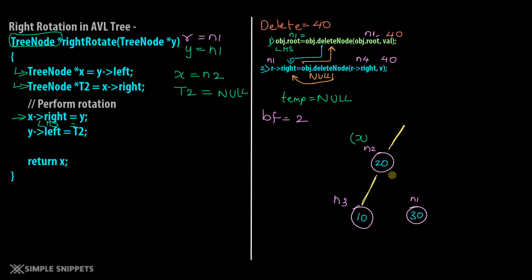So N1 now becomes the right child of N2, and at the last step we are saying Y of left. Y is nothing but N1. So N1's left equals to T2. T2 is nothing but null. So N1's left will have null. So this link will be broken, correct? So it will have nothing. So I can erase it off for representation purpose. And now you're saying return X. X is, you can see, N2. So basically N2 is returned from this right rotate. Okay, so this is the right rotate function.